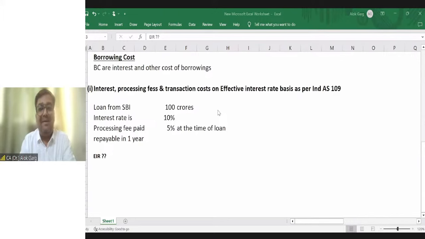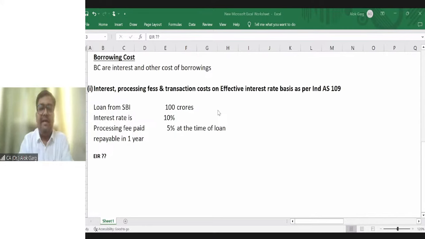Very good. Inflow is 100 minus 5 crore, because processing fee is like a transaction cost. It has been deducted from the payment of loan itself. On one hand the bank has given the loan, and on the other hand, the bank has taken the processing fee. The bank has debited the account by processing fee. So the balance in the company's account for use is only 95 crore. It is not 100 crores. Very good. It is 95 crores.